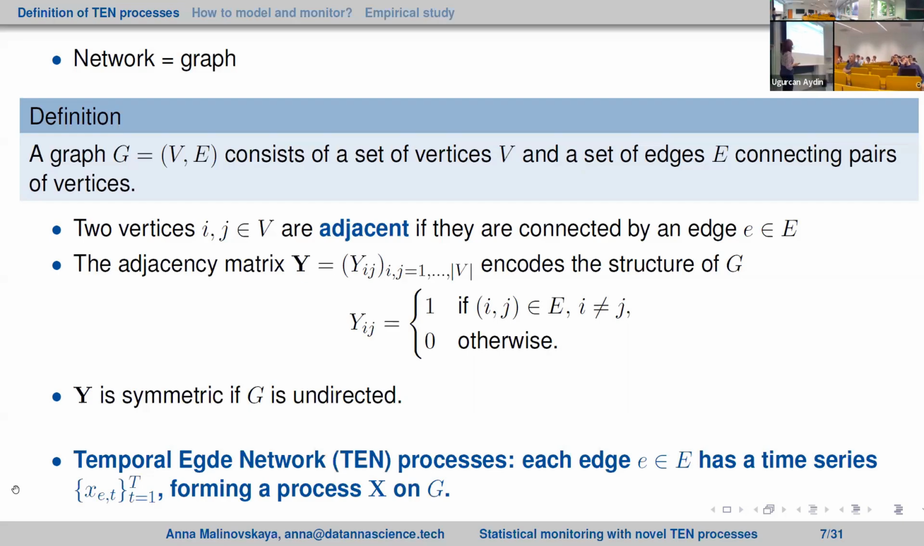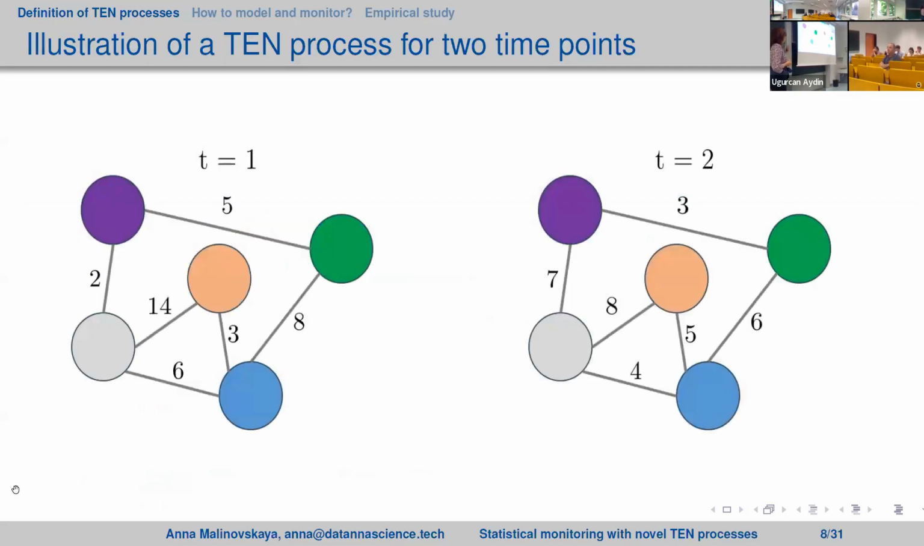And now we come to the definition of what temporal edge network processes are. Imagine that each edge has some time series on it. And the whole process, which we call X, is basically on the graph G. It has an assigned, stable structure of the network.